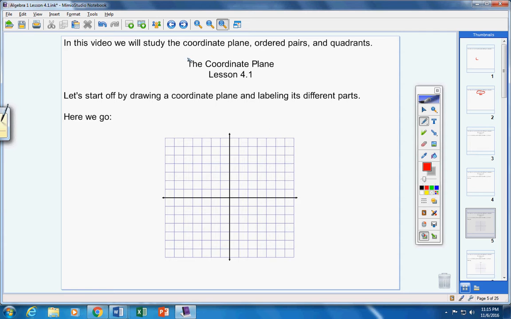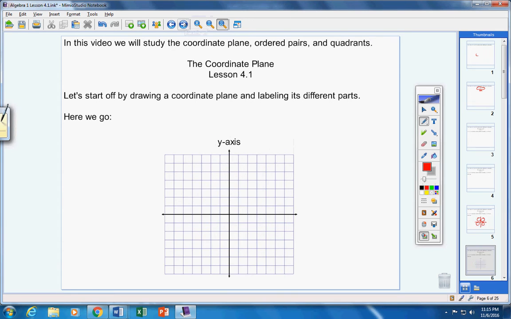Okay, here we go. Now we're going to label a bunch of parts. This is called the coordinate plane, okay? We have a number line vertically and a number line horizontally, and they intersect, forming four different regions or quadrants, okay? So let's talk about this, and let's label different parts that you need to know. First of all, please copy this down.